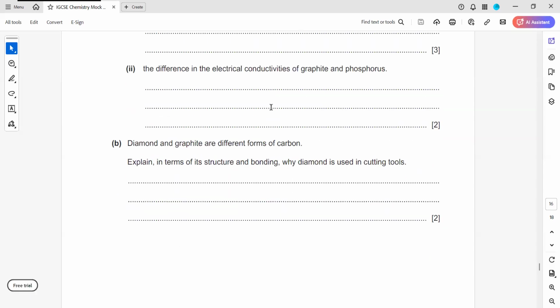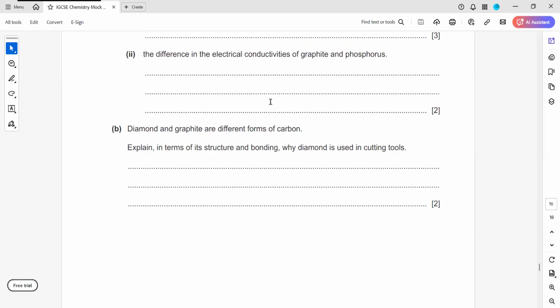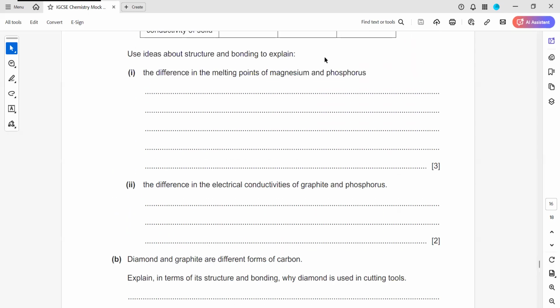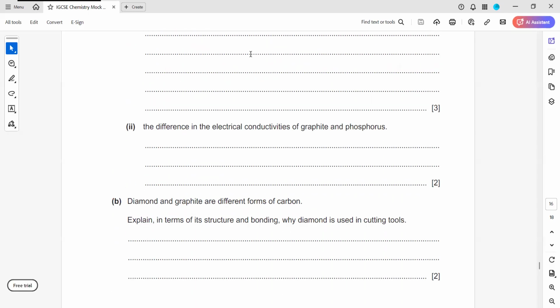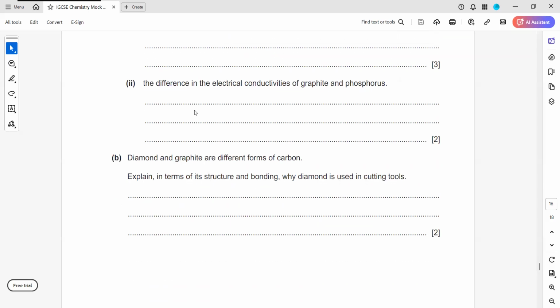No, I gave you that additional because you were losing a lot of marks, so I gave marks here, so it will balance them. The difference in electrical conductivity of graphite and phosphorus: graphite has a layer structure and delocalized electrons, free to move, as compared to phosphorus.